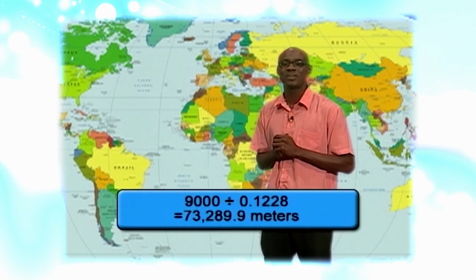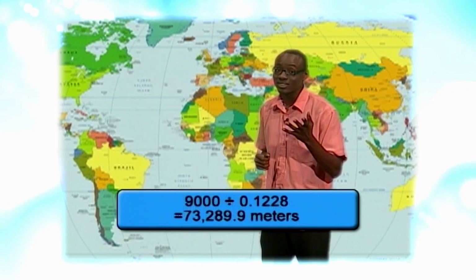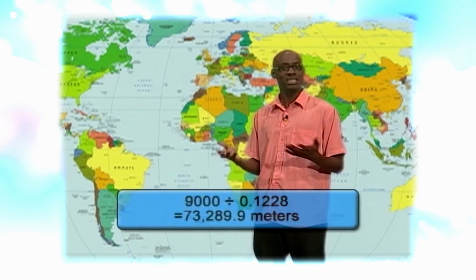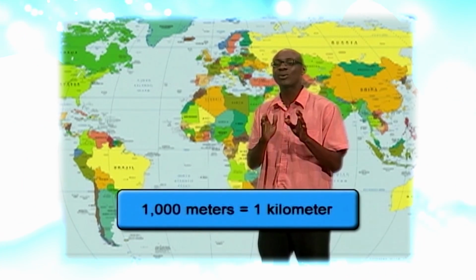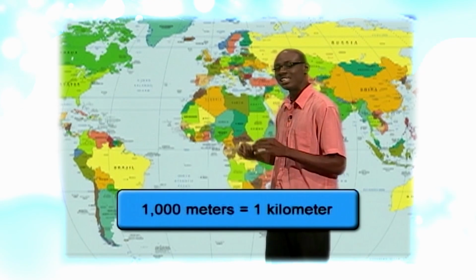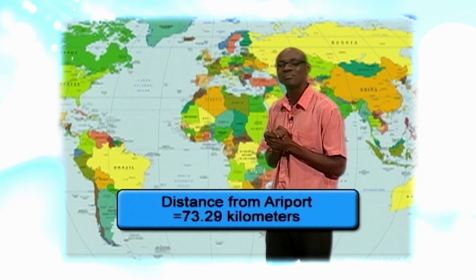73,290 meters. But the distance must be given in kilometers, while our answer is in meters. So this conversion is easy. Since we know that 1,000 meters is equal to 1 kilometer, the distance from the airplane to the airport is 73.29 kilometers.